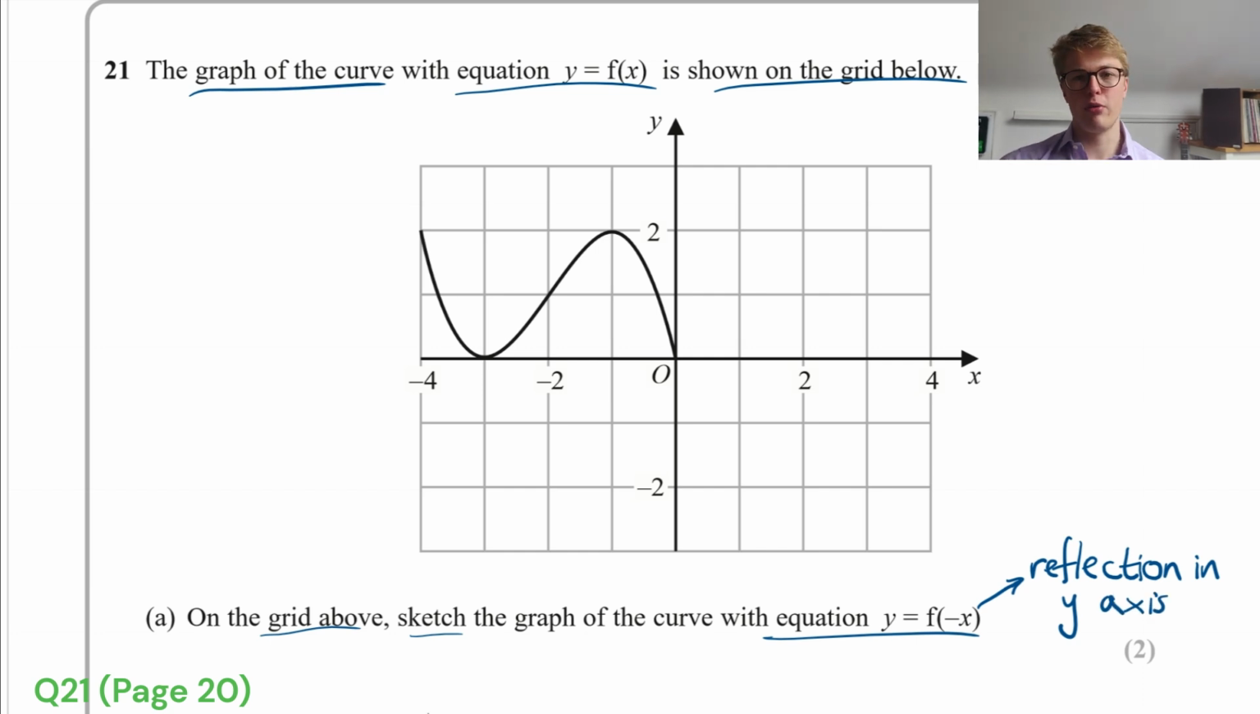So the first thing we do is plot the points that are going to be a reflection in the y-axis. This gives us (1, 2), (2, 1), (3, 0) and (4, 2). Then we need to draw the curve reflected in the y-axis, as you can see here.